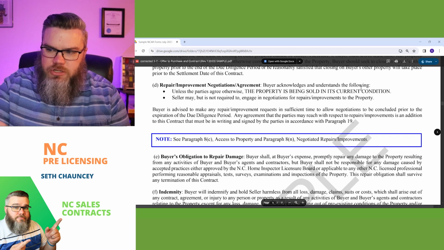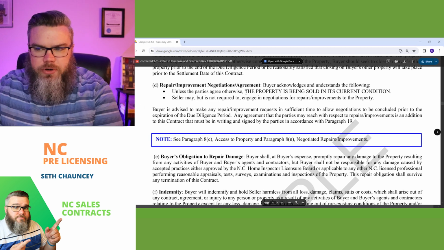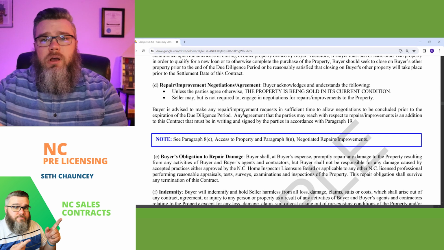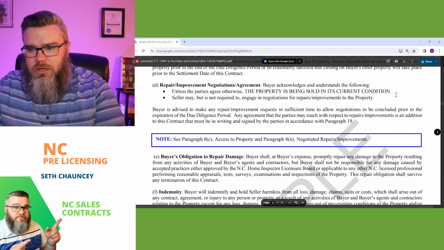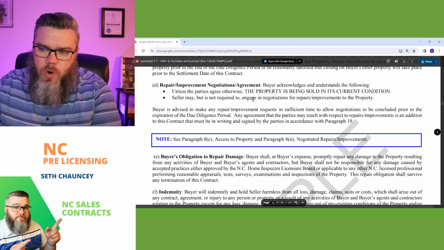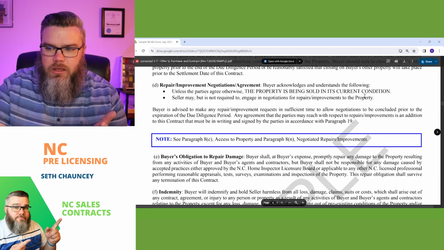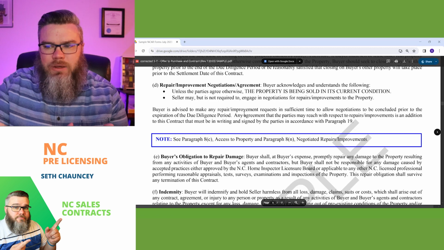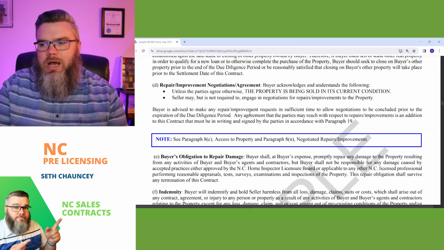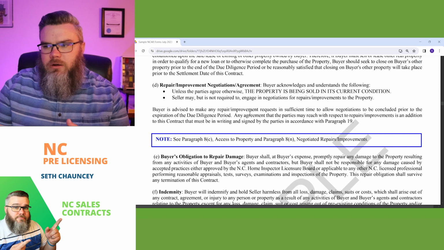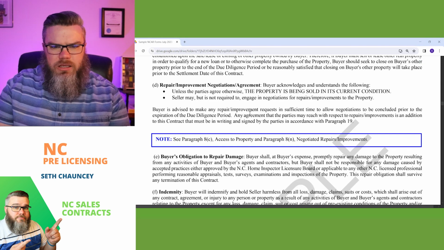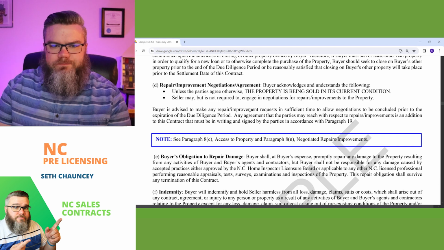Buyer acknowledges and understands the following. Unless the parties agree otherwise, in all caps, the property is being sold in its current condition. Seller may, but is not required to, engage in negotiations for repairs/improvements to the property. Buyer is advised to make any repair/improvement request in sufficient time to allow negotiations to be concluded prior to the expiration of the due diligence period. Why? Why do we want these negotiations to happen before the end of the due diligence period?